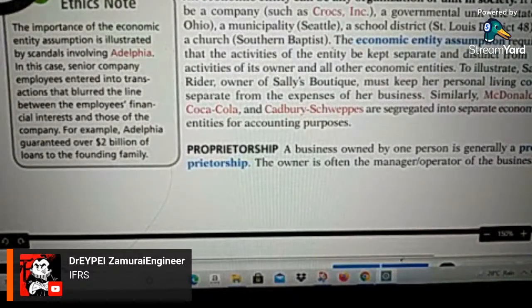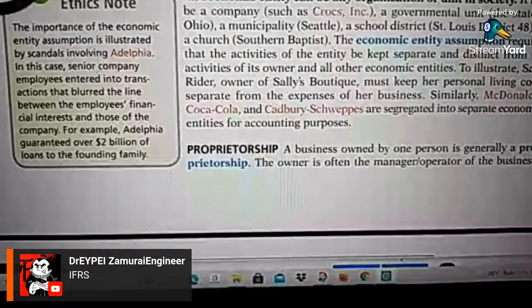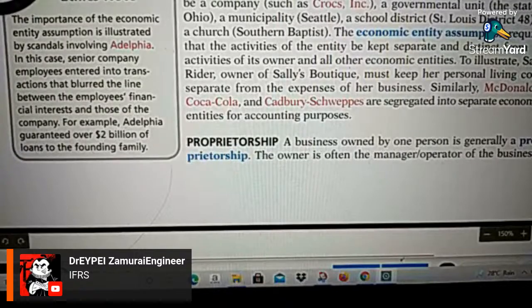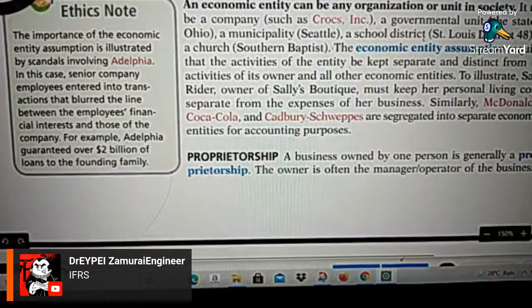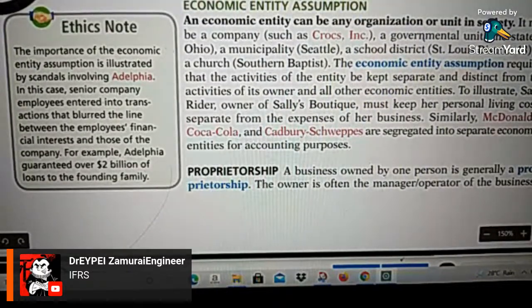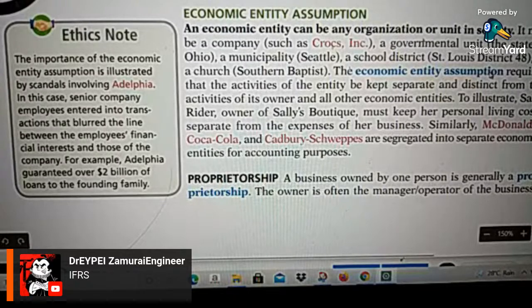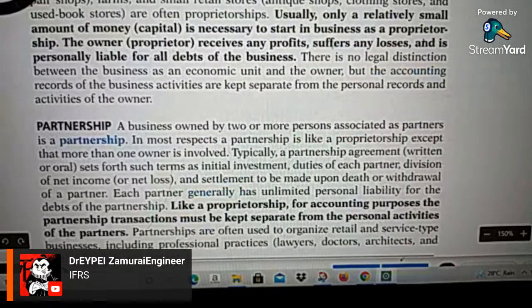Business owned by one person is generally a proprietorship. Okay? There are different types of businesses. So there are at least 3 types of businesses. One owner, we call that as proprietorship. We also have businesses owned by 2 or more persons associated as partners. Okay? So what we call partnership.